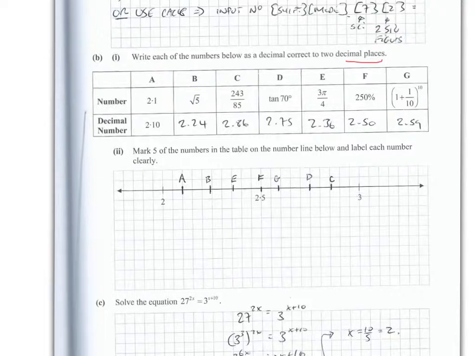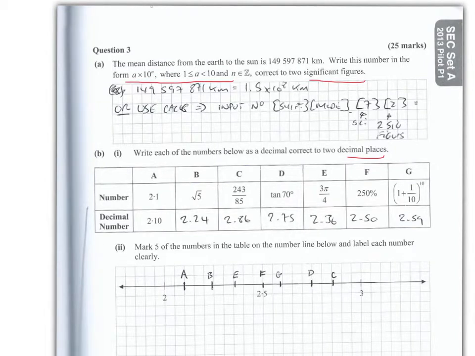So for the first part of the question then, the mean distance from the Earth to the Sun is given there in kilometres, and they want you to write that number in scientific notation or standard form. So all you do is you type the number into your calculator, press Shift Mode 7 for scientific notation, 2 to give 2 significant figures, and you should get your answer like that. So know how to set your calculator up like that.